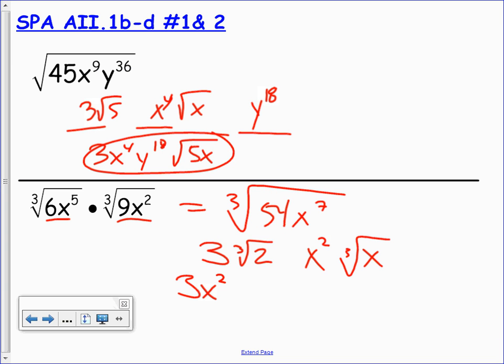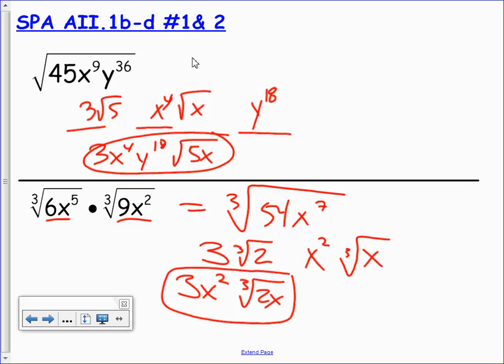3x squared cube root of 2x. Alright. When it comes to addition and subtraction, you have to have the same root. We go through that whole situation again, but let me just show you something a little bit different. Remember what it says, store? Where does it say store?